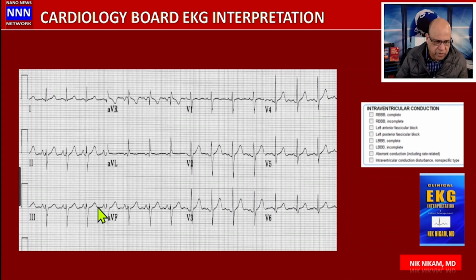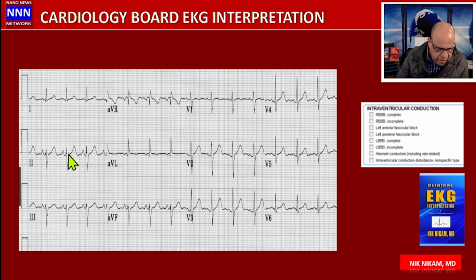And here's an example of a left axis deviation, a sinus rhythm to start with. Then we have sort of peaked P waves. You wonder if there is evidence of some right atrial enlargement, which may be substantiated by the fact that we have some dominant R waves in V1 and V2. So this could be some evidence of right ventricular hypertrophy.